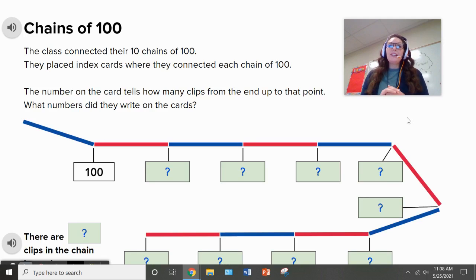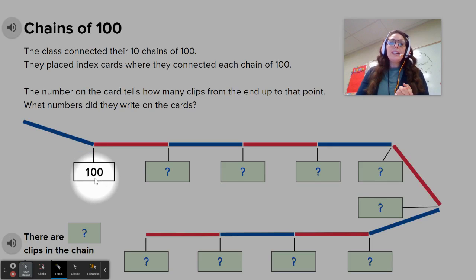The class connected their 10 chains of 100, and they placed index cards where they connected each chain of 100. So you can see here, this is an index card with a label, and the number on the card tells how many clips from the end up until that point. Okay, so next, what number would they have written on this card if it was from the end of the chain up until this point?